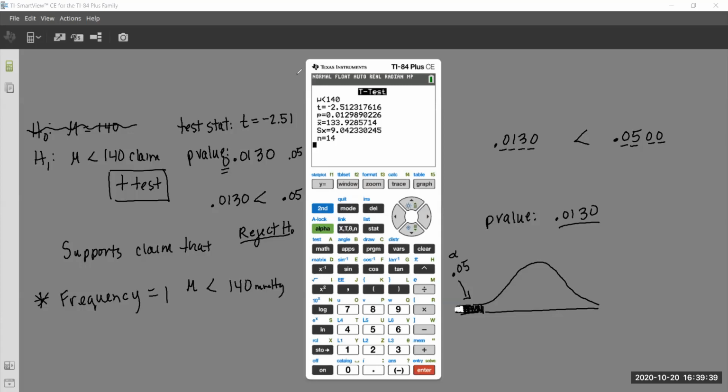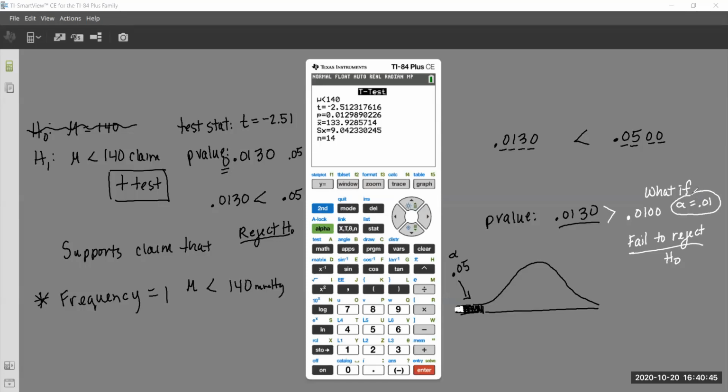What if I had a different alpha, a different level of significance? And we talked about medical field, we usually choose 0.01. So I'm going to say, what if alpha was 0.01? Well, if we compare our 0.0130 to a 0.01, that's bigger. So we would get a different decision. So the level of significance can make a big difference as far as your conclusion. If we had chosen 0.01 for a level of significance, we would have failed to reject and we would not have supported the claim. So I just want you to start to see how that level of significance can impact things.